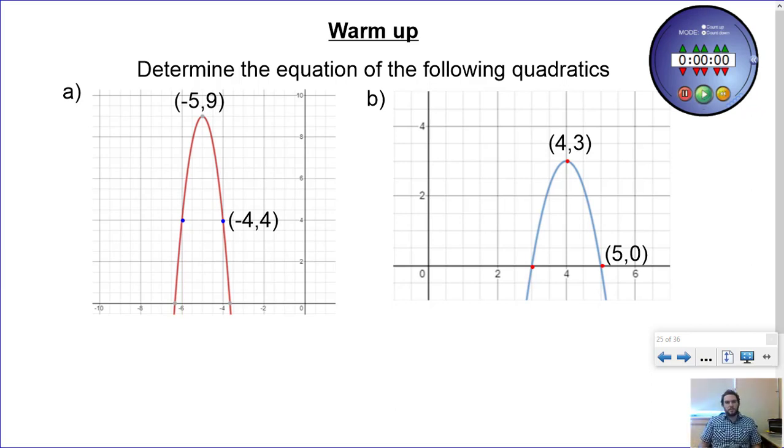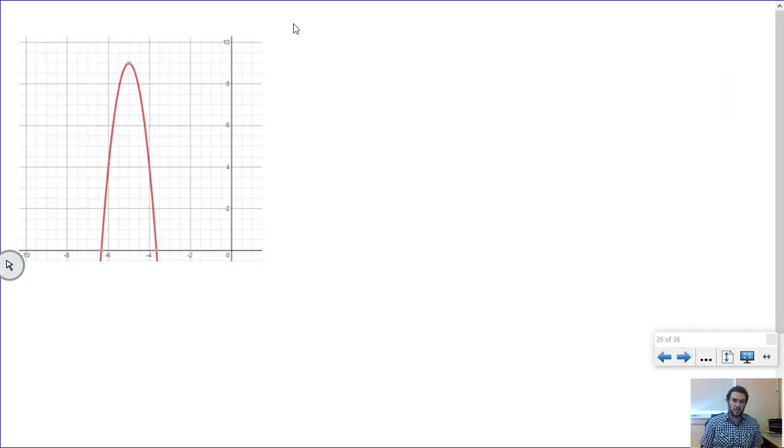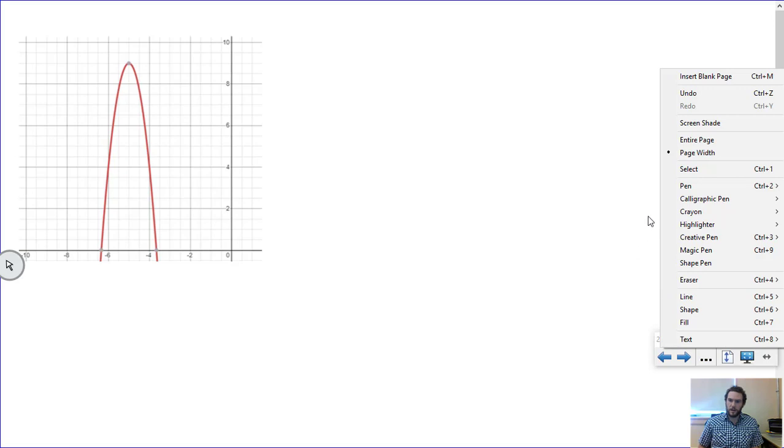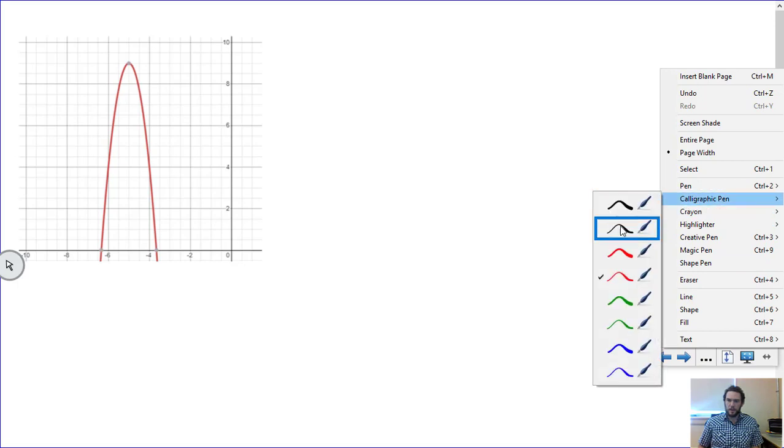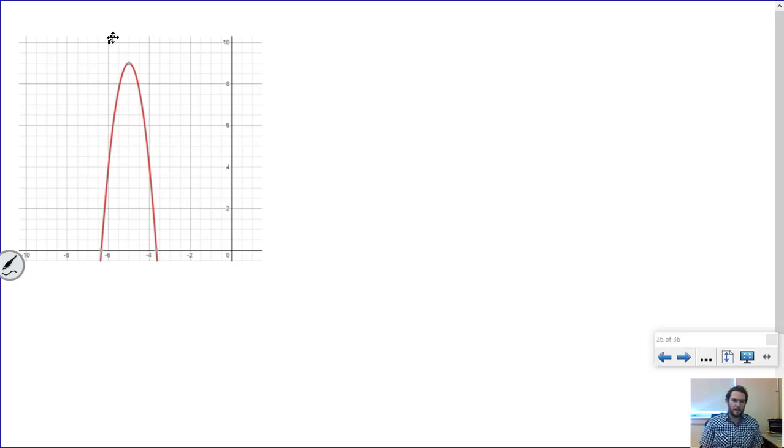Okay, time's up, so let's go over the answers. So again, we talked about this yesterday, how to find the equation of these parabolas. In order to do that, we're going to start off by putting it into vertex form. So we find our vertex on our parabola, and it's here at -5, 9. From there, that's our h and our k value.